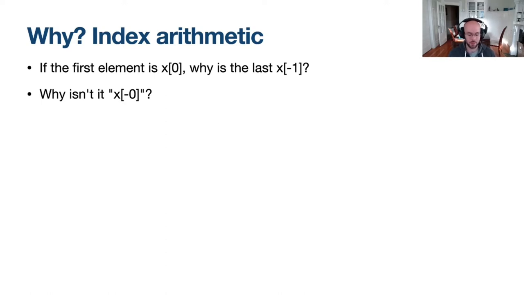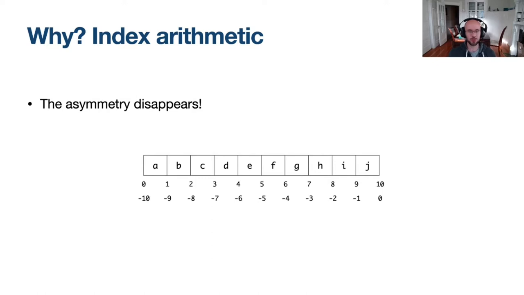So there's an obvious practical reason why we might adopt this convention. But is there some deeper reason? Why is there this asymmetry, that counting from the left starts from 0 and counting from the right starts from 1? What's up with that? Well, if we actually draw out all of the indices using the notation that I prefer, where we draw them between elements, the asymmetry actually disappears. We can see that counting in both directions starts from 1 and goes all the way to 10, the length of the array.